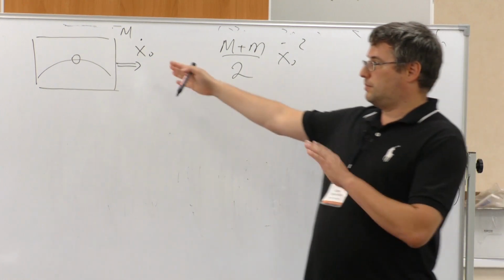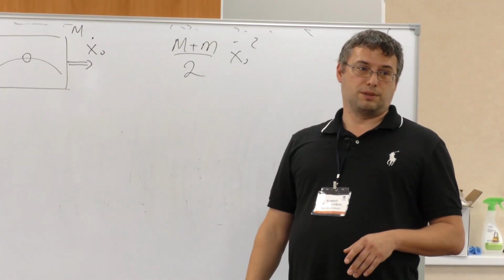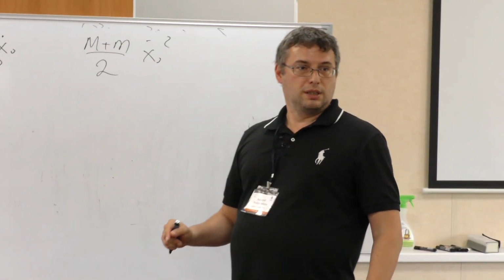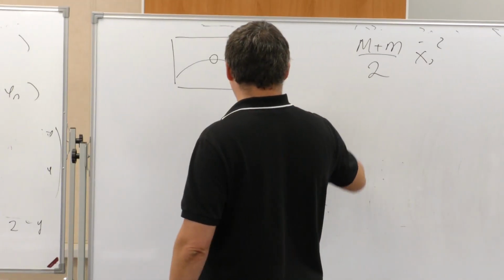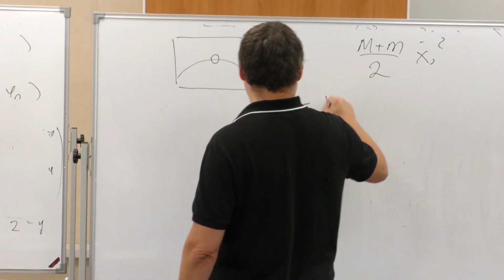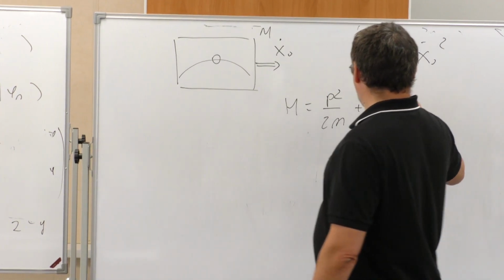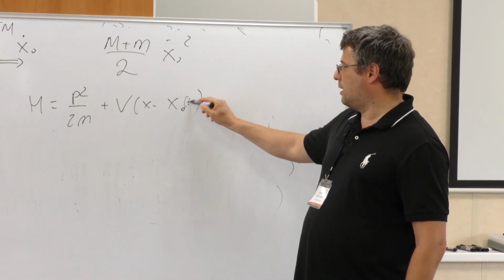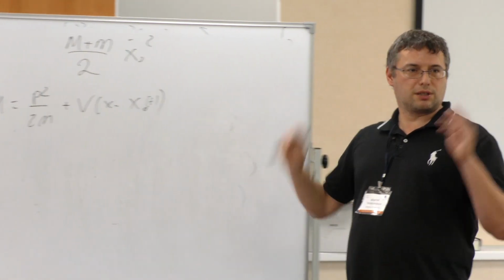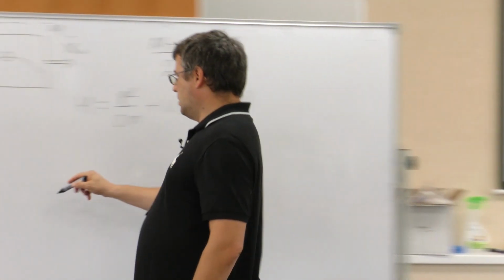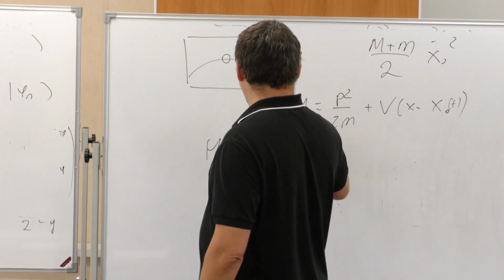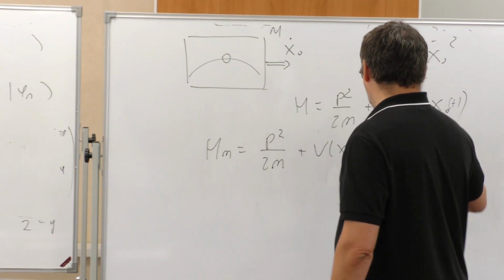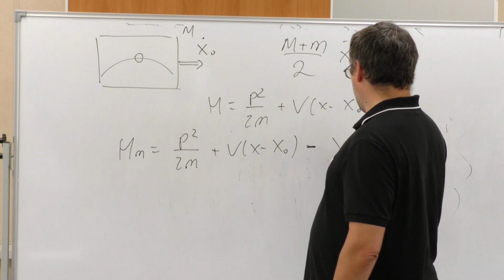Try to solve this problem in a lab frame. It's not easy with a moving boundary condition, even if you are doing it fast. At least I don't know a way to solve it. But we are going to use a moving frame. So we have a Hamiltonian, p squared over 2m plus v of x minus x naught, where x naught depends on time, and v is some potential, say a box potential in this case. Now we go to a moving frame, and h moving becomes p squared over 2m plus v of x minus x naught minus x naught dot times p.